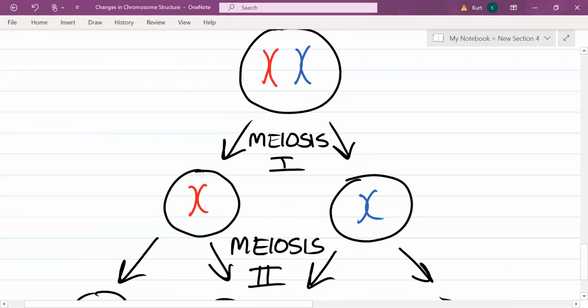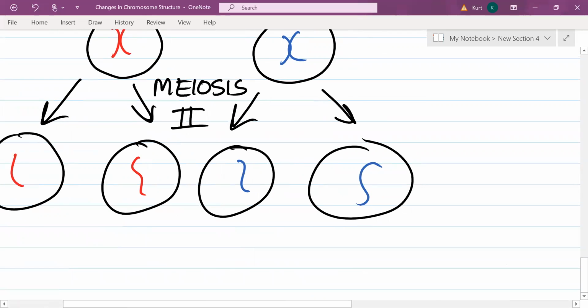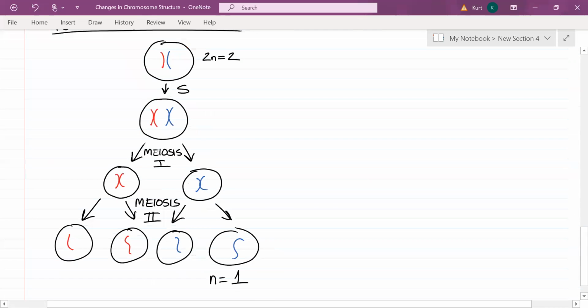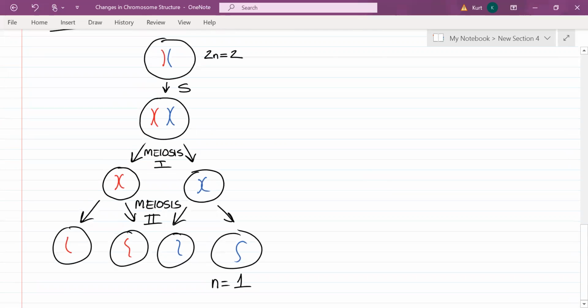Okay, let's look at the daughter cells. How many chromosomes does each daughter cell have? So what is the haploid number of this organism? Makes sense? Diploid is 2, haploid is half of that, 1. Now, that's normal, okay? Let's be clear about that. What I just drew for you is a normal process.